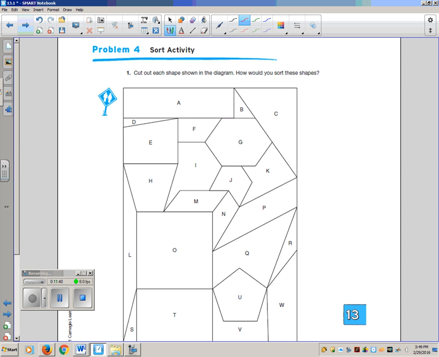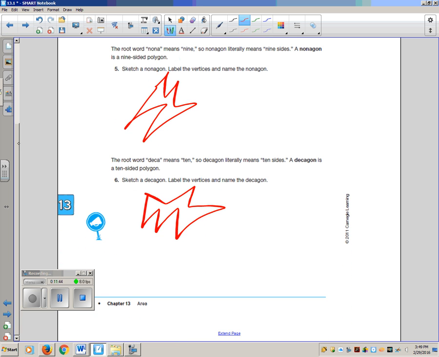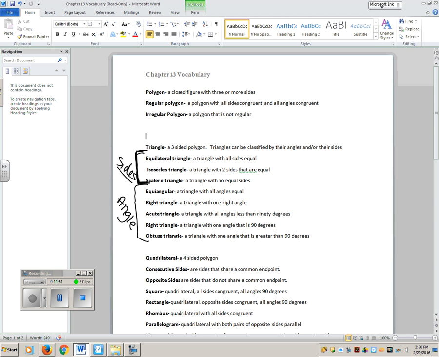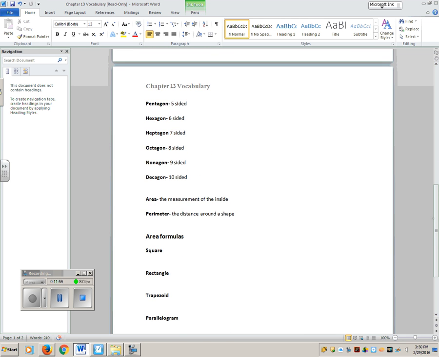Okay, so those are all your different polygons. I went through that fast because I didn't want to make the video too long. Make sure you have your notes and that you understand. You need to read through these notes to make sure you understand all of these words, because there are a lot. We will get to the formulas in section 2. So we will get to these soon.